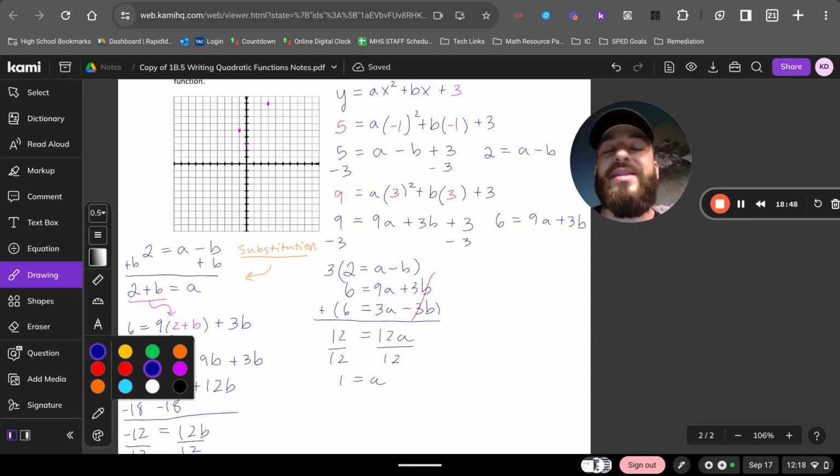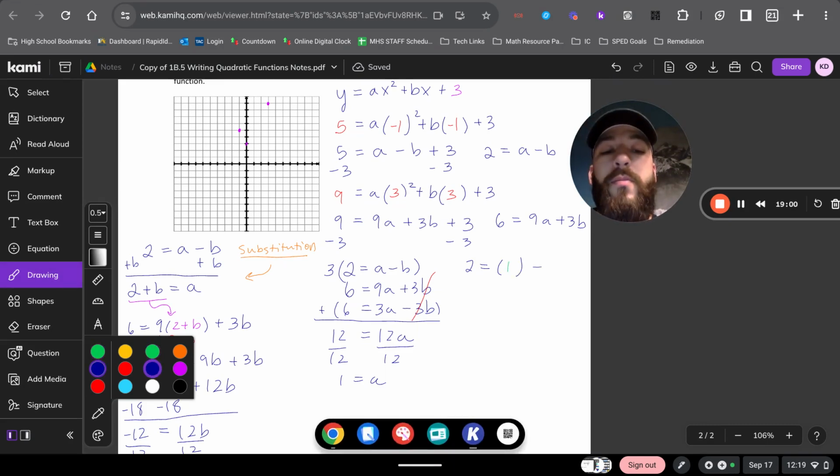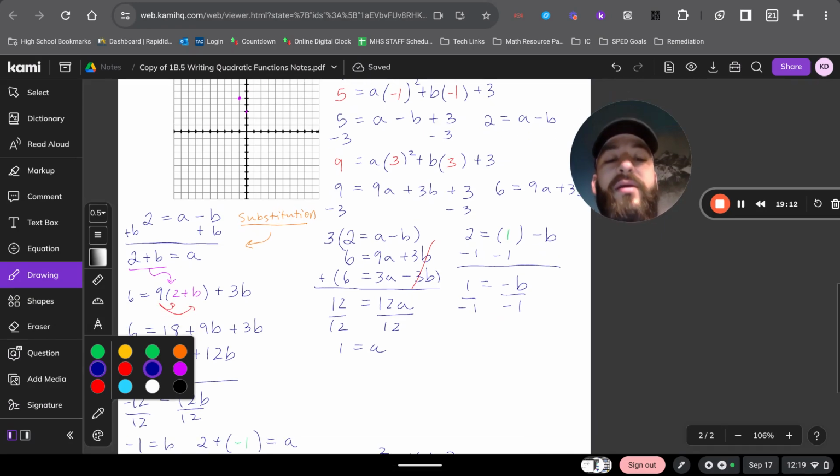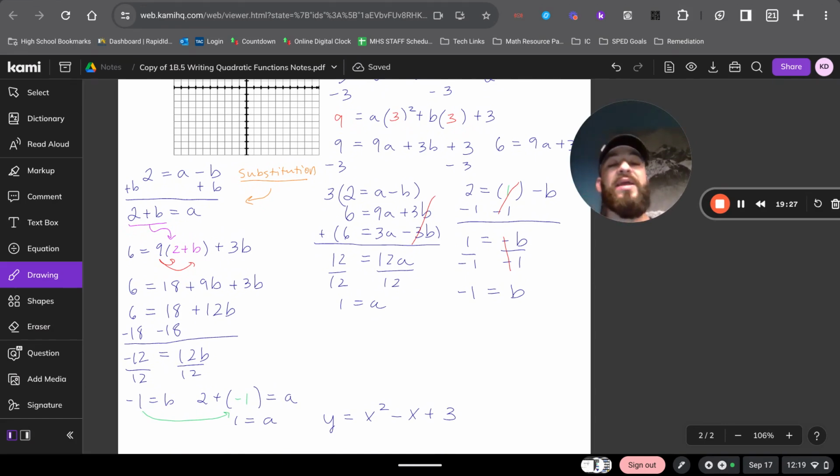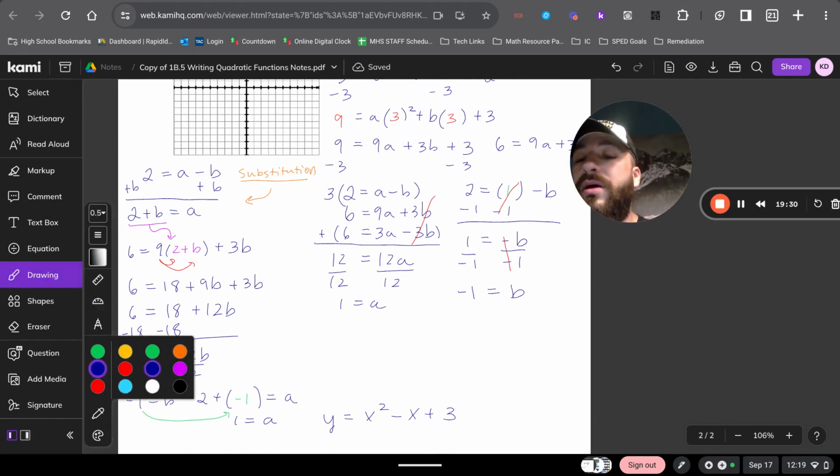Then just like before, I can take that a value and I can plug it into my other equation. So 2 is equal to, parentheses, 1 minus b, minus 1 and minus 1 to both sides. We get 1 is equal to negative b. Divide by negative 1, divide by negative 1, and we get negative 1 is equal to b. So relatively straightforward. One method, like I said, is substitution. Our second method, once again, we got a as 1 and b as negative 1. This is what we call elimination.